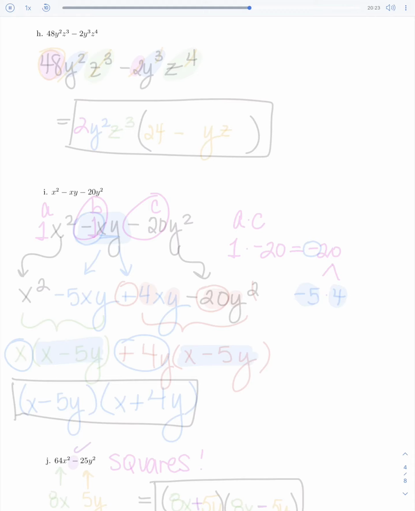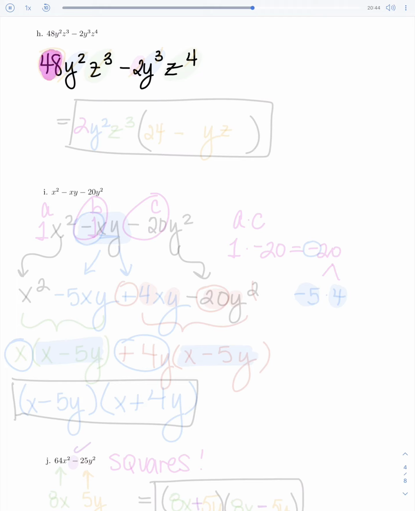Take a look at h. In h, we have 48y squared z cubed minus 2y cubed z to the fourth. Right off the bat, I already see a lot of different numbers and letters, so let's see if there's anything we can pull out that's in common between the two terms first.